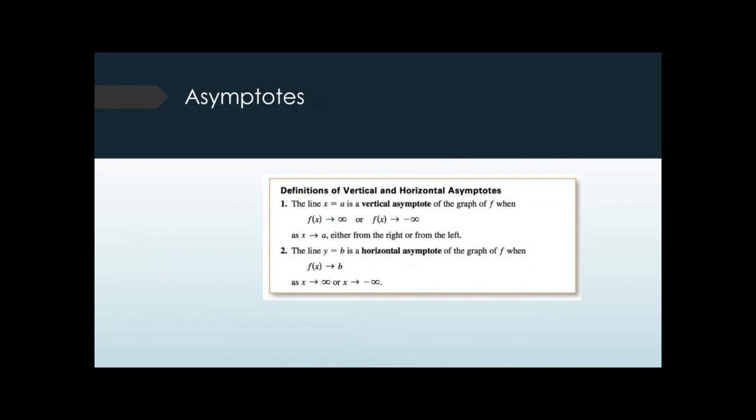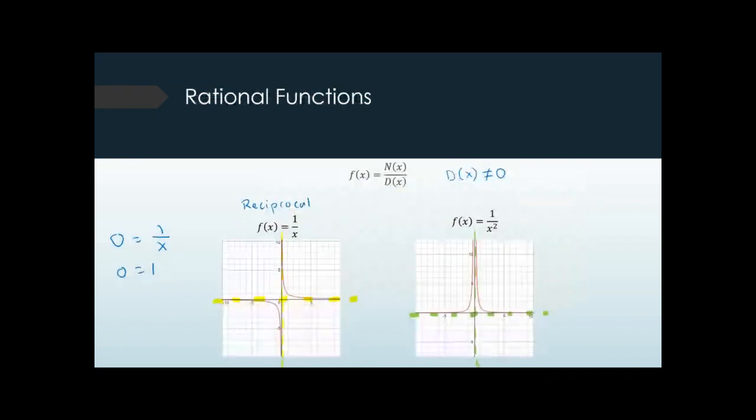And it's a vertical asymptote when your y value, that's the f of x, so think of the f of x as y, when your y value goes towards infinity or negative infinity as your x value approaches that special number. So going back here, we have a vertical asymptote on the reciprocal at 0. So as your x value gets close to 0, your y value is heading up or down towards infinity.